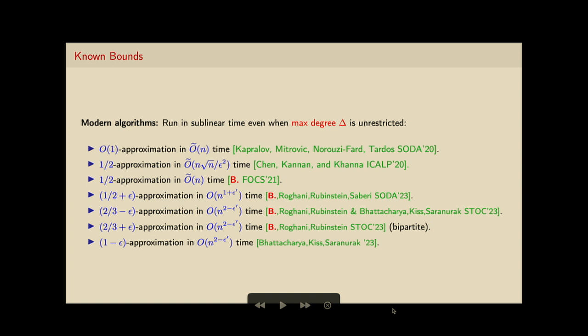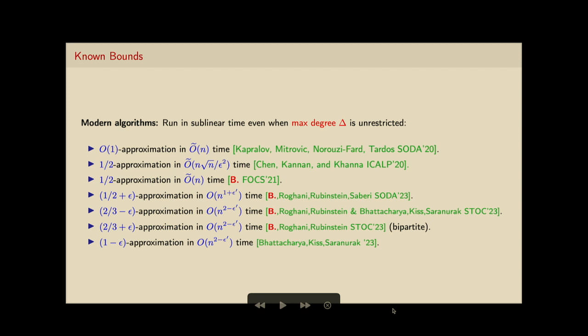This is the result that I'll talk about. You can get a half approximation also in n time, matching the Parnas-Ron lower bound of omega n for any constant approximation. And there's also been a lot of other improvements. For example, we showed, with Mohammad, Aviad, and Amin, that you can beat half a little bit, if you spend a little bit more time.